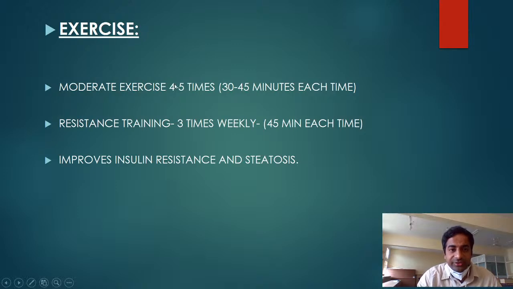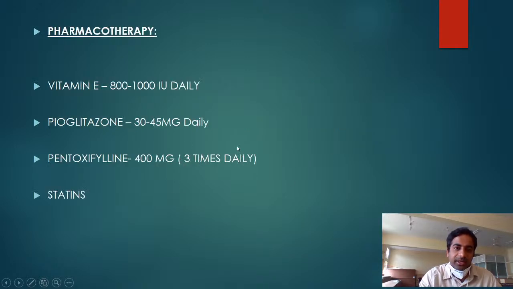Moderate exercise at least 4 to 5 times, 30 to 45 minutes each time, is usually done. Then you have resistance training as well. Resistance training means you go to a gym and take help of a trainer. He will provide opposite resistance, that's why it's called resistance training. That's also preferred. Mainly it burns the chest fat and abdominal core body workup. That has to be at least 3 times weekly, and it also improves insulin resistance and steatosis. Okay, so exercise is very important.